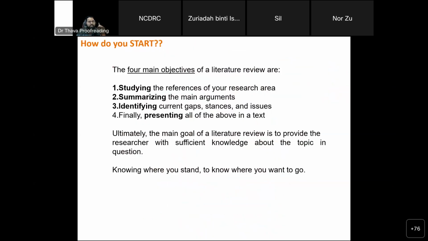So the four main objectives of literature review, which is going to be the theme of this year: studying, which is obvious, we need to read a paper. Summarizing, I have given a template to do that. From there, you can identify, and finally present in the text. These are the four things you need to do in a literature review.